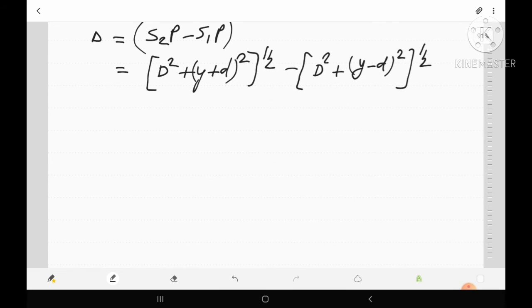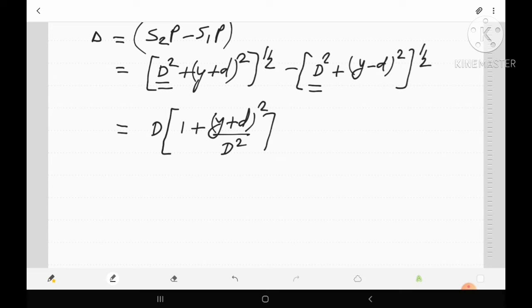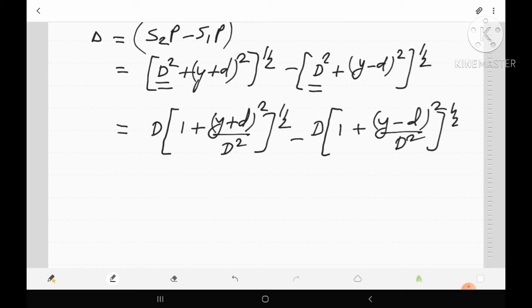Let us solve it. Let us take d square as common. Then from the first term, when we take d square common, it will become d outside the square root, 1 plus y plus d whole square upon d square, power 1 by 2, minus, from here d square is taken common, so it will become d outside the bracket, and here 1 plus y minus d whole square upon d square, power 1 by 2.